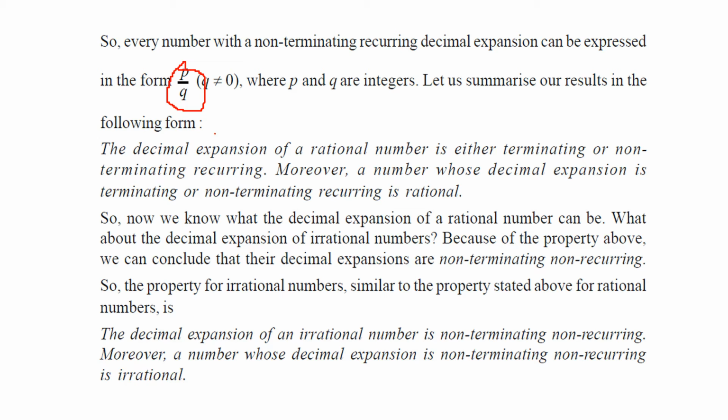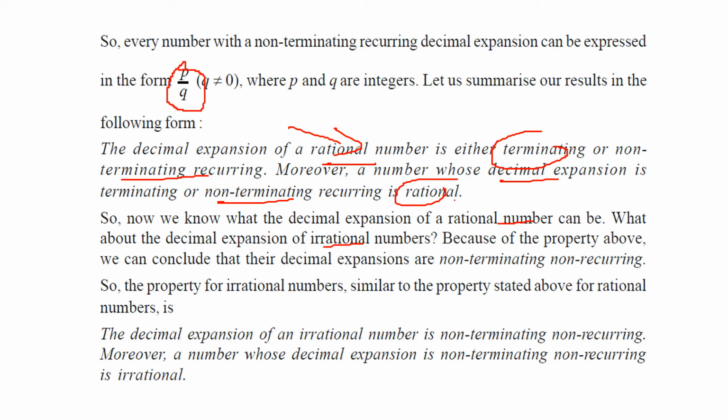So let us summarize what we have seen. Decimal expansion of a rational number can either be terminating or non-terminating recurring. And also a number whose decimal expansion is terminating or non-terminating recurring is rational. So these two mean the same thing, said vice versa. Now let us learn what the decimal expansion of a real number can be. What about the decimal expansion of an irrational number? These were all rational numbers.